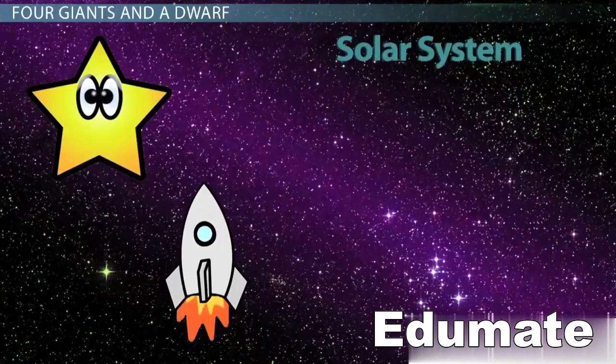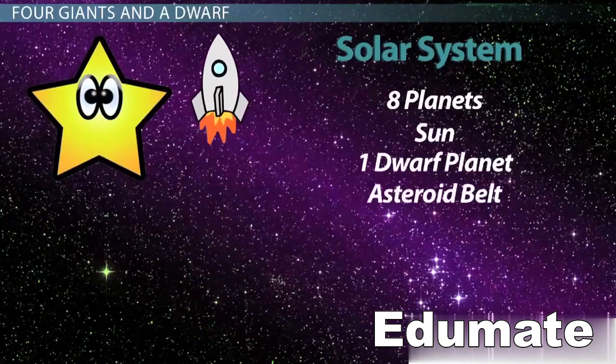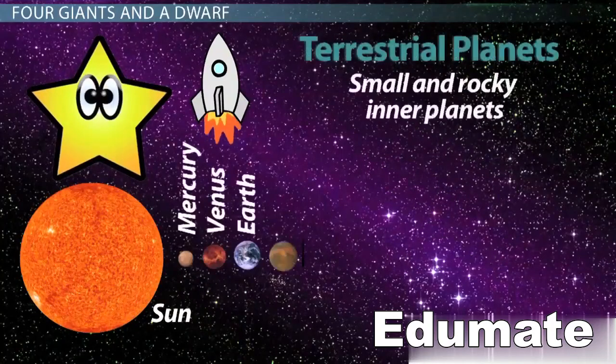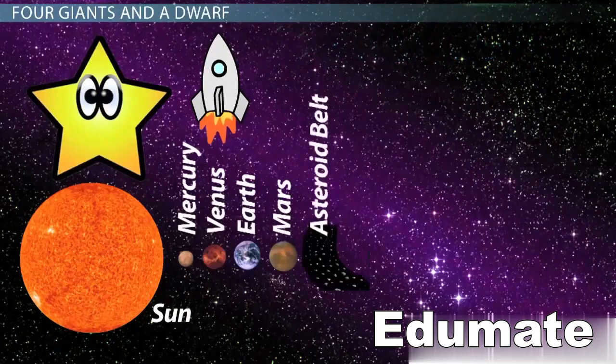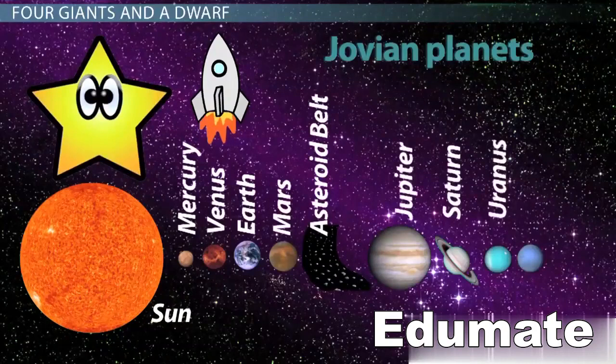Our solar system consists of 8 planets, 1 sun, 1 dwarf planet, an asteroid belt, and many moons. The Sun is in the middle of our solar system. Next come Mercury, Venus, Earth, and Mars. These are the small and rocky inner planets known as the terrestrial planets. After Mars, there is an asteroid belt that separates the inner planets from the outer ones. The outer planets are called the Jovian planets, meaning huge gas giant. These planets in order are Jupiter, Saturn, Uranus, and Neptune.